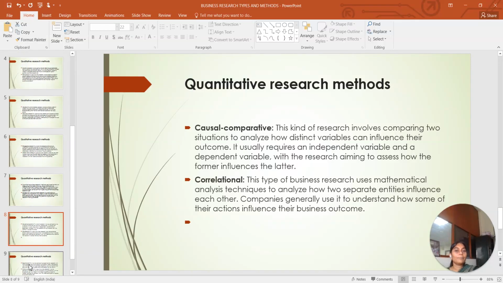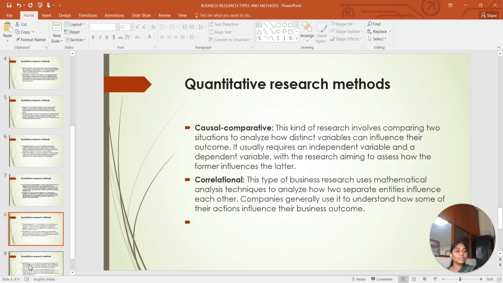And causal comparative research methods. This kind of research involves comparing two situations and analyzing how distinct variables can influence the outcomes, and it usually requires an independent variable and a dependent variable. The research aims to assess how the former influences the latter.